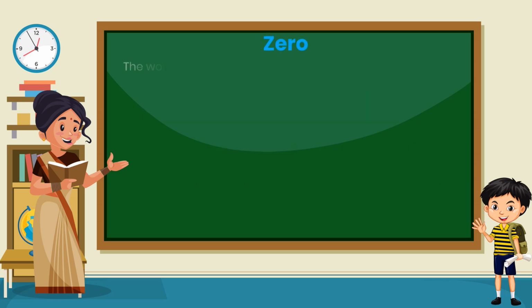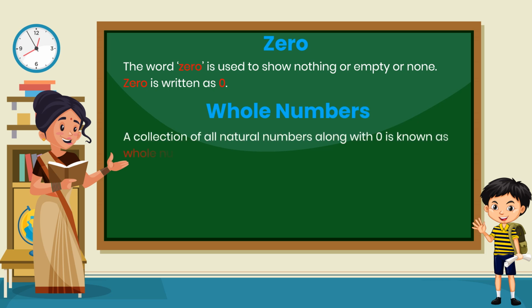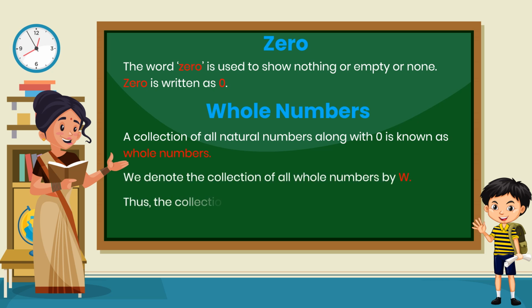Zero. The word zero is used to show nothing or empty or none. Zero is written as 0. Whole numbers. A collection of all natural numbers along with zero is known as whole numbers. We denote the collection of all whole numbers by W. Thus, the collection of all whole numbers is represented by capital letter W is equal to 0, 1, 2, 3, 4 and so on.